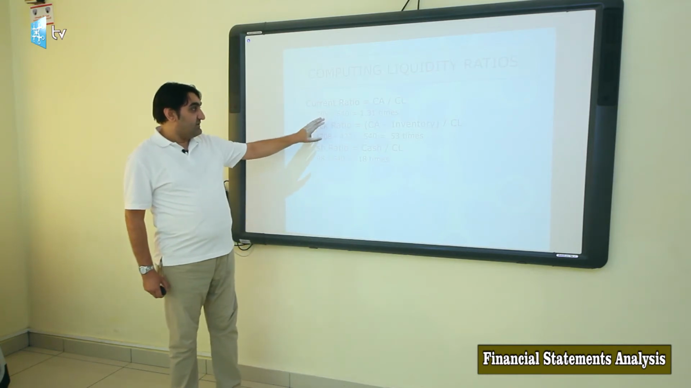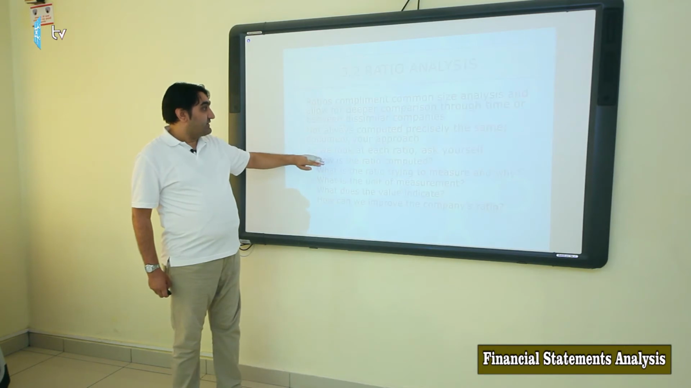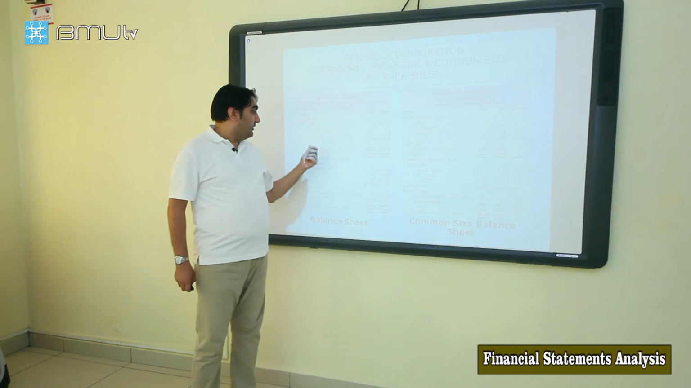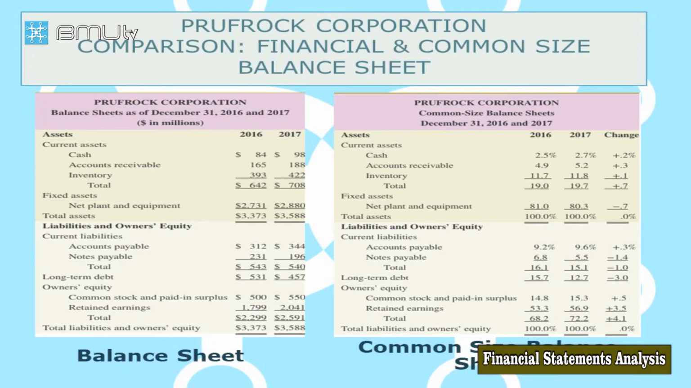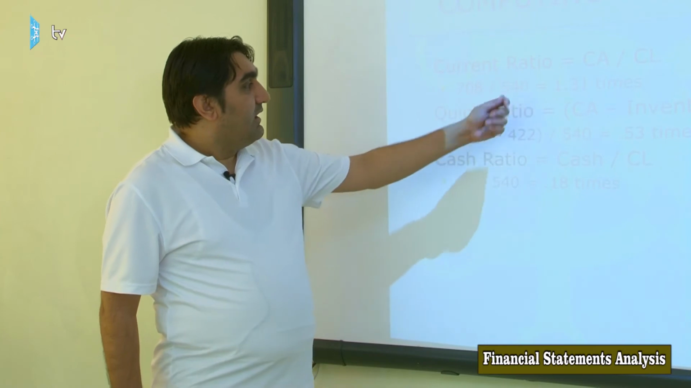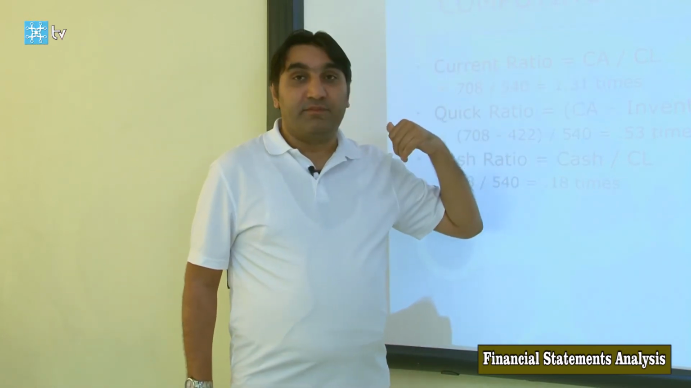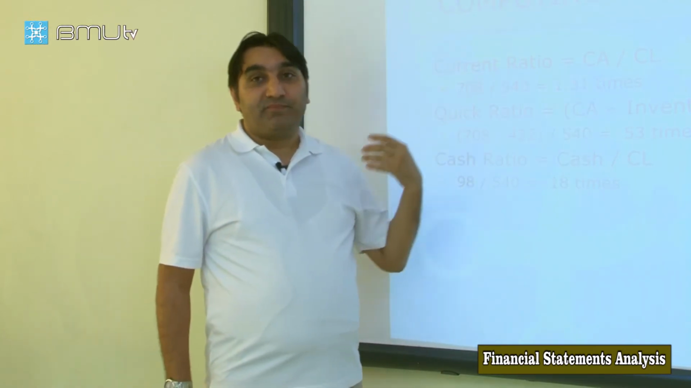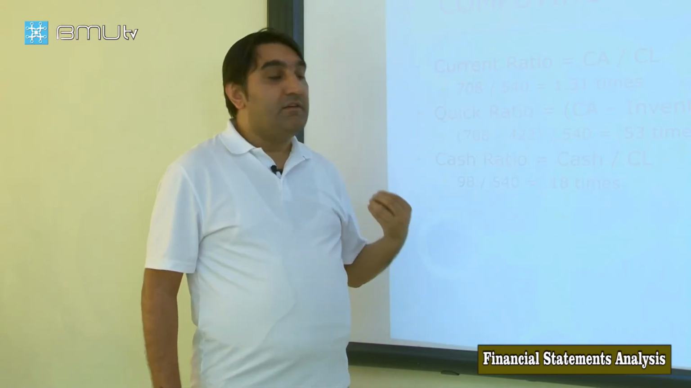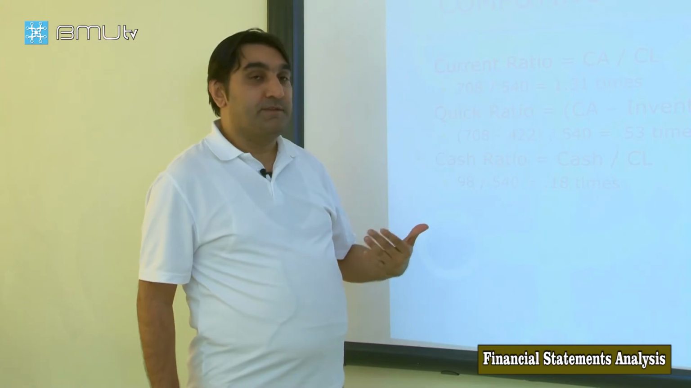Total current assets, we get these numbers from the financial statement of this Prufrock company in 2017. We have total current assets of 708 and total current liabilities of 457. These are million numbers. So we get 1.31 times. It means that this company is able to cover its liabilities 1.3 times.